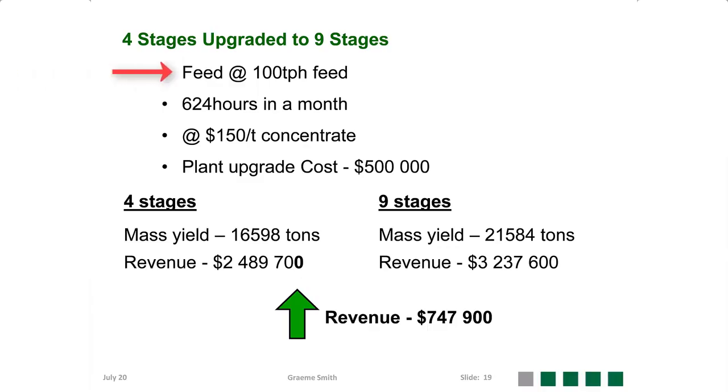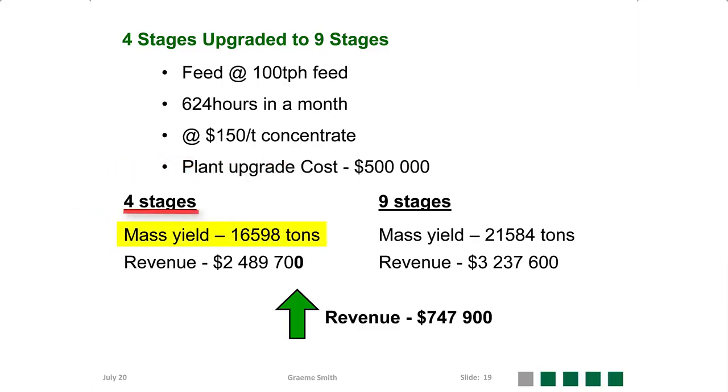Let's have a look at that. Let's assume a 100-ton per hour feed to the plant. You operate at 624 hours in the month, and today is selling that concentrate at $150 per ton. That upgrade costing you $500,000. Seems a lot, but let's look at the numbers.